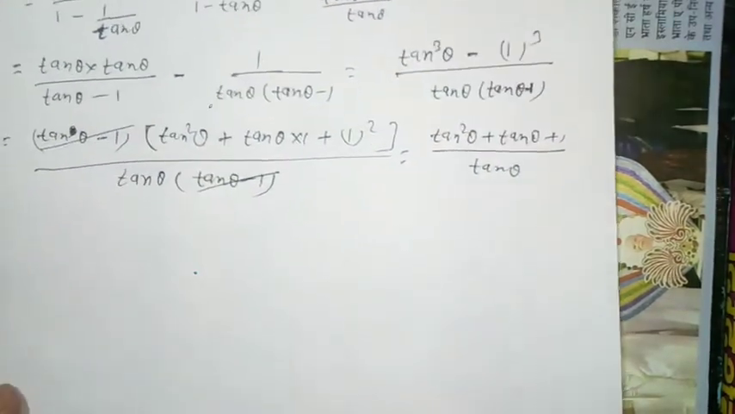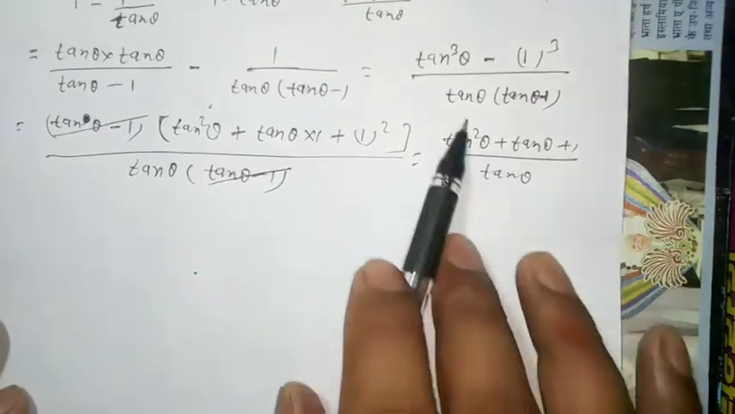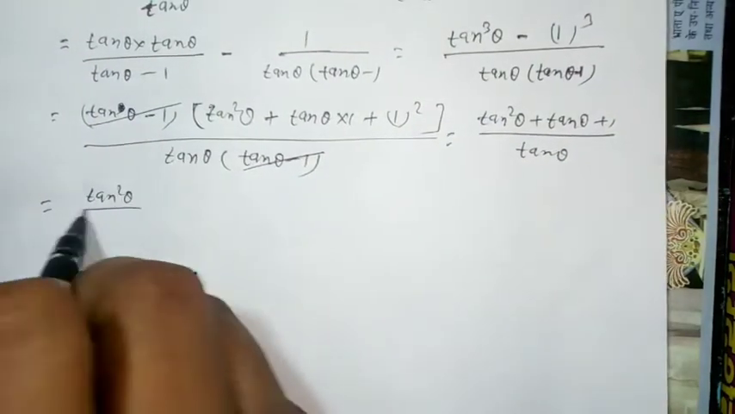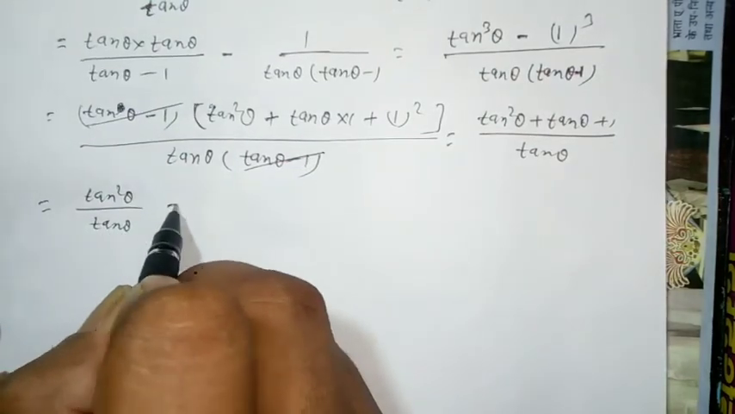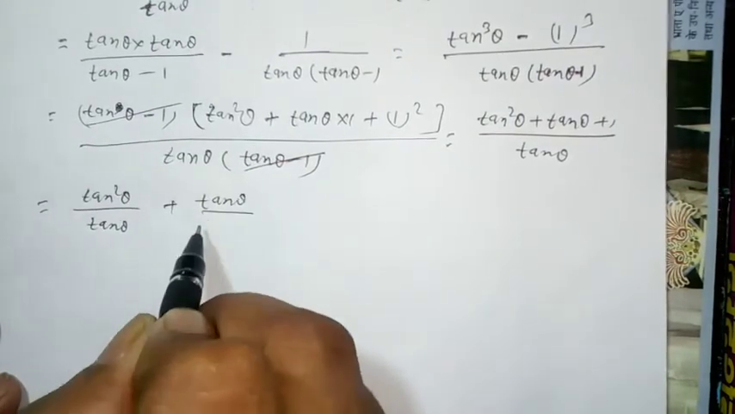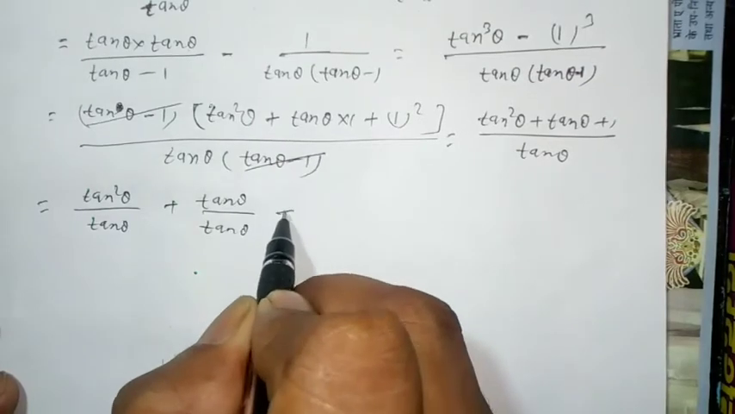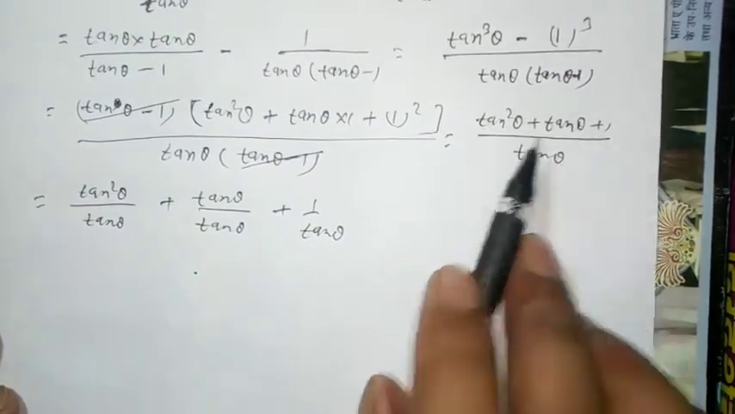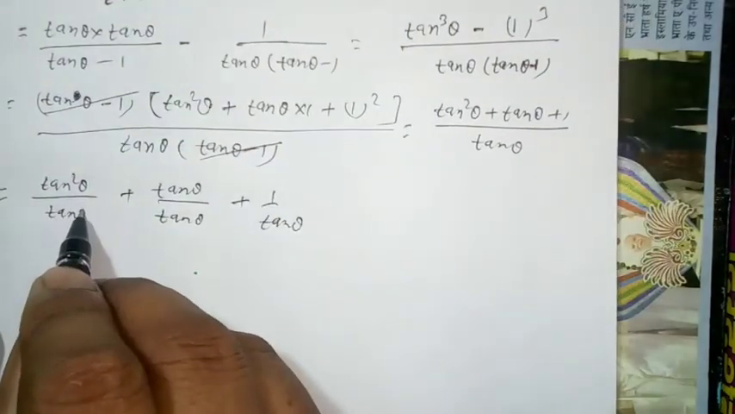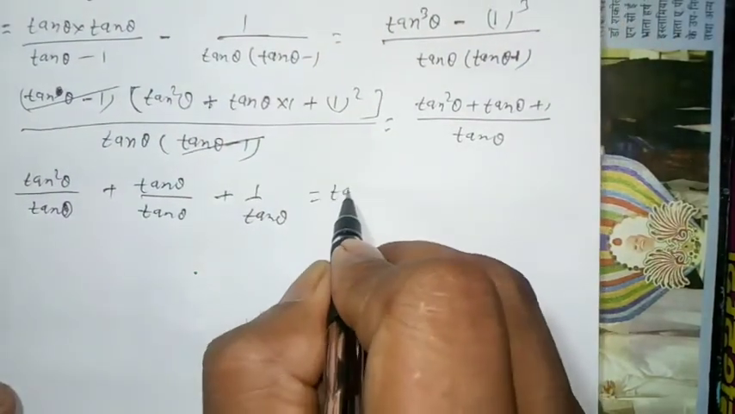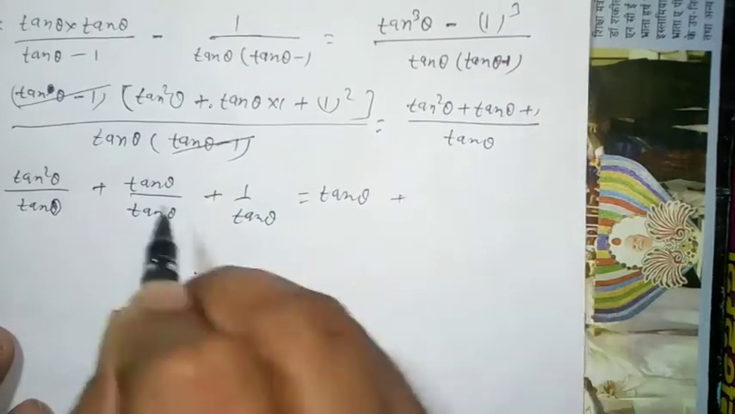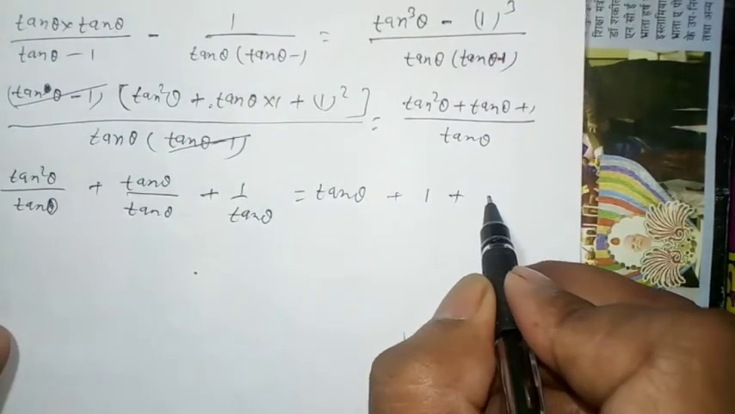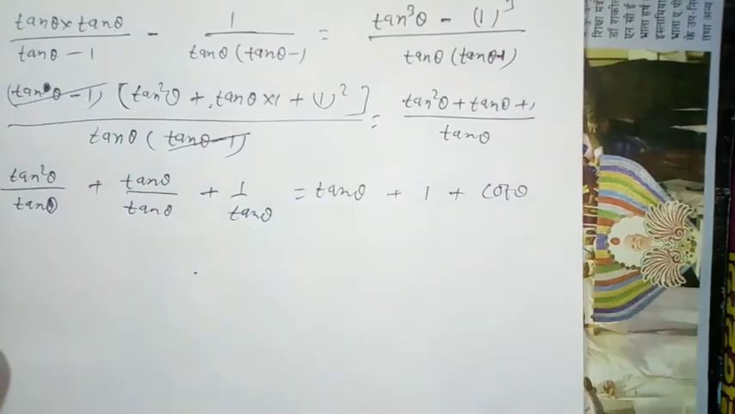Now I divide, then tan square theta by tan theta plus tan theta by tan theta plus 1 by tan theta. We divide tan theta in all terms. Okay, then tan square theta divided by tan theta gives tan theta only. Tan theta by tan theta is equal to 1 and 1 by tan theta is equal to cot theta.